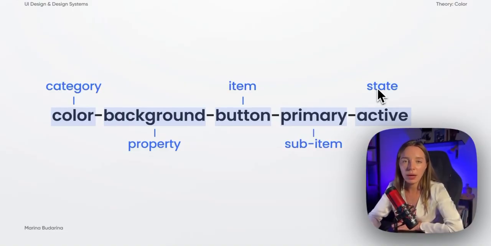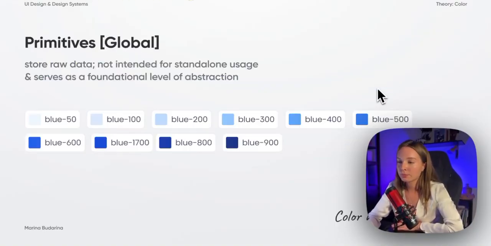The next one is sub-item or variant, in case there are any variants, which can be primary, secondary, or it can refer to the size, for example, XL or small, big, etc. And it depends on what kind of structure you chose for your variants. And not all tokens may have variants, and that is fine. And the last one can be state. That is the interactive state of a component, which can be active, disabled, inactive, hover, focus, and so on. So we can use those modifiers.